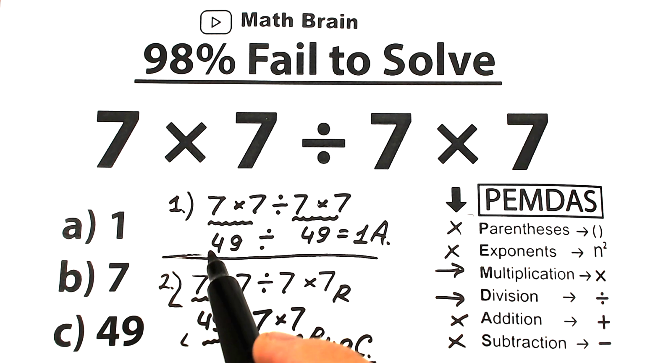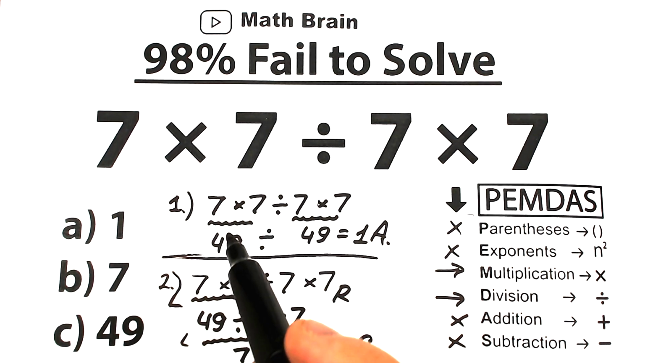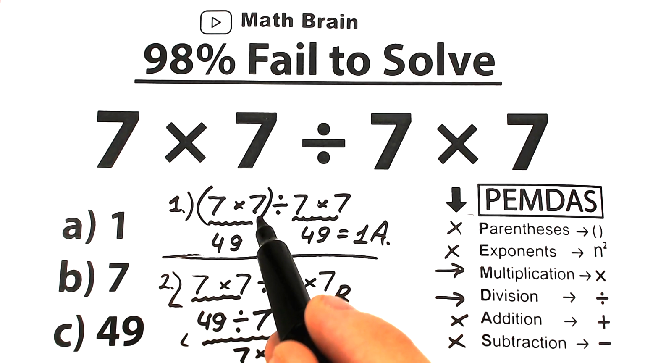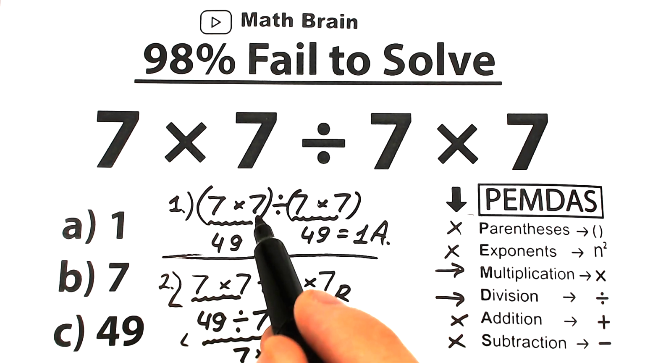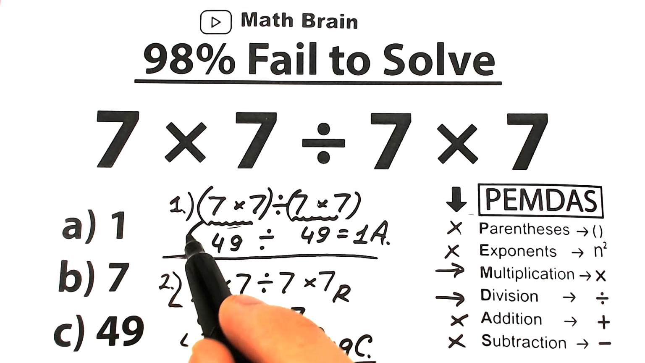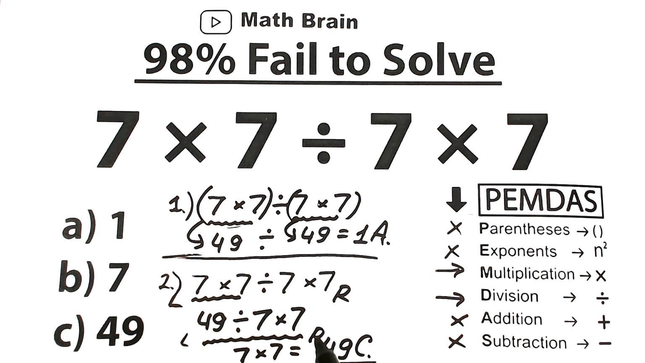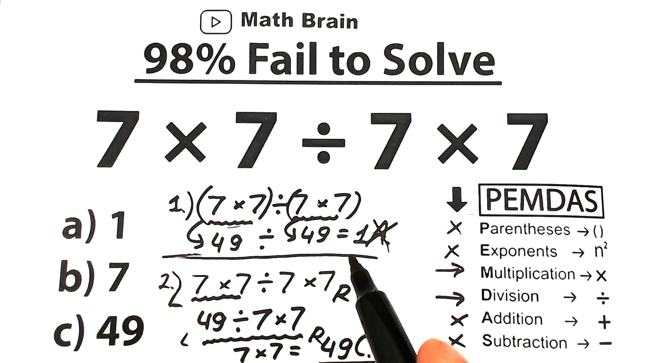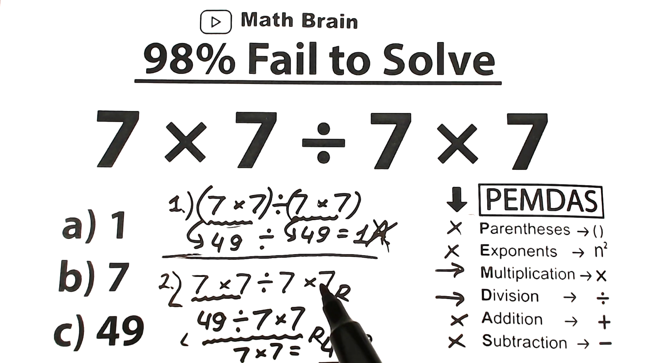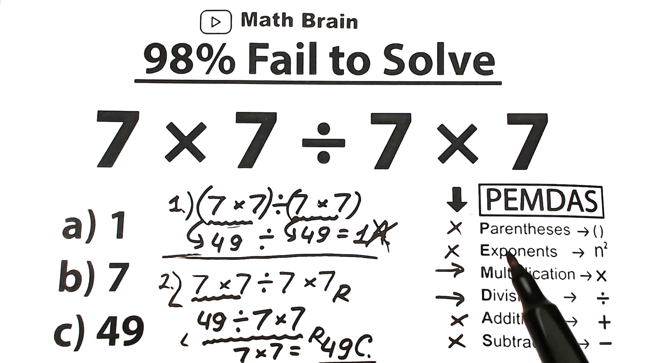If you want this solution to be correct, your question should look like this, with this multiplication sign right here and these parentheses. Next we should evaluate the parentheses, 49. So with this 49 and with parentheses, the correct answer is 1. But in our case, we don't have parentheses. So forget about this option A, which is a really bad mistake, and maybe 90% solve this question like that, with this mistake.